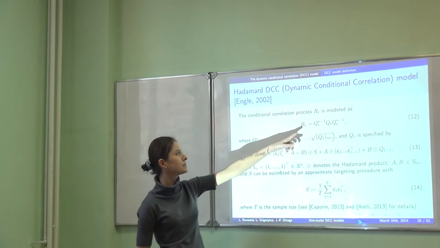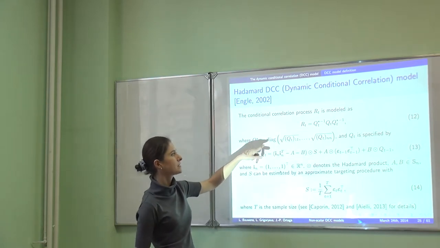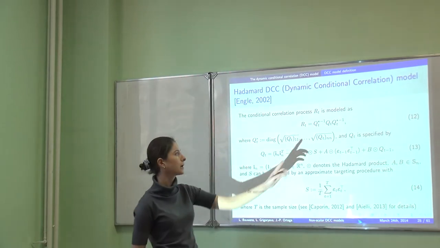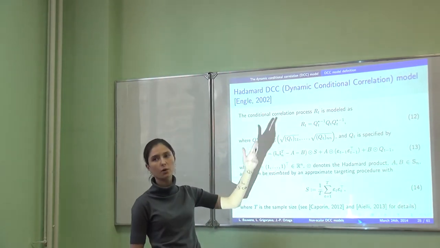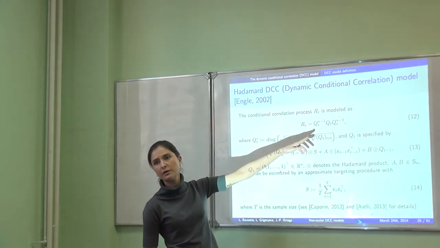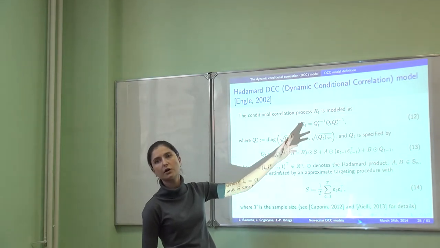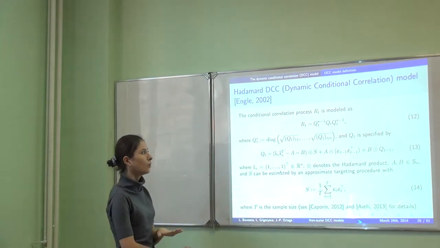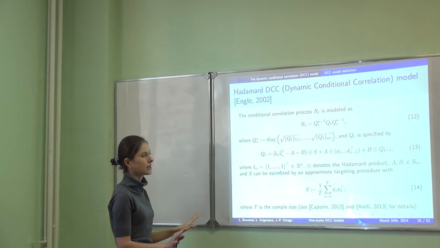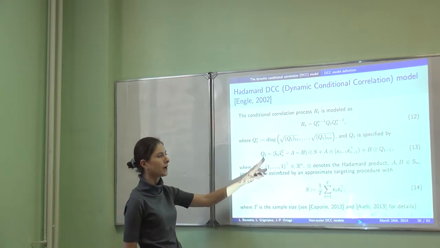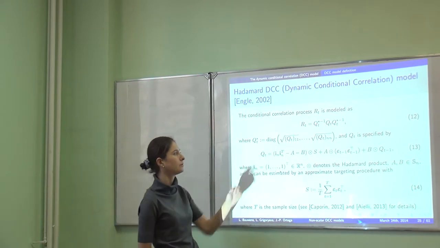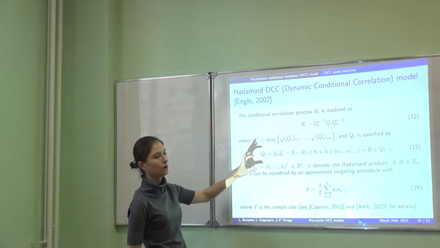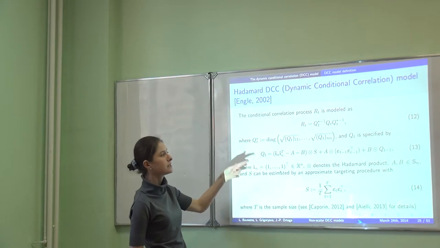Why? Because QT star is obtained as the diagonal matrix taking the diagonal elements of our QT and just taking the square root. Why do we do that? In order that in the end we get the conditional correlation matrix with ones on the diagonal. So now we forget about everything that has happened before and we start looking at the model which is written in this relation 13. This is what we actually mean when we talk about the DCC model in the general setup.